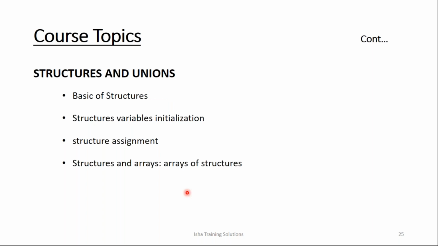Next, structures and unions. Structures and unions are like some sort of array types. But I am only saying the general difference, so don't get confused. An array is of the same data type, whereas structures and unions can be of different data types. We will see that when we are discussing them.